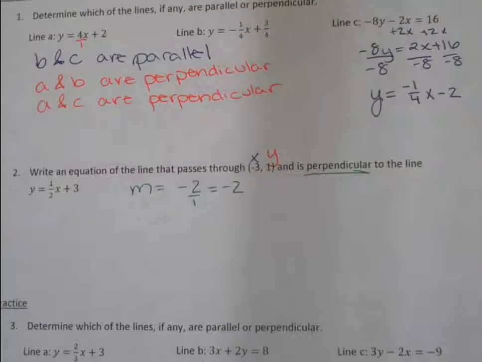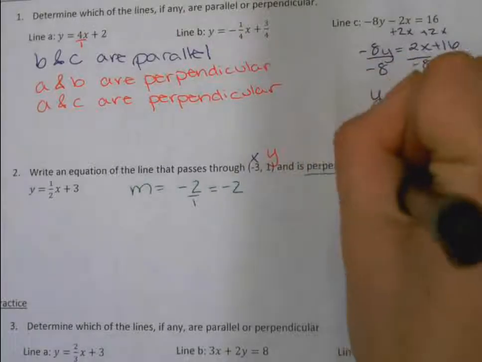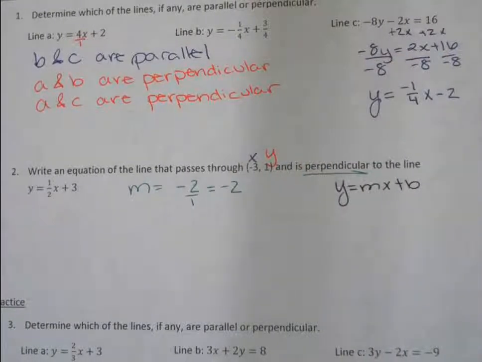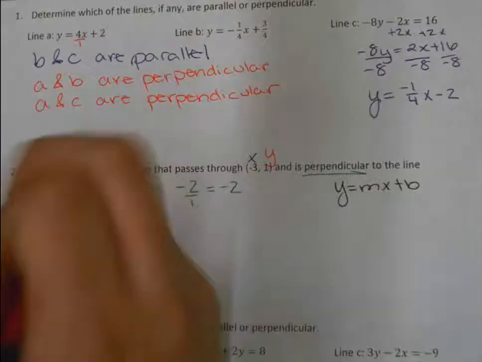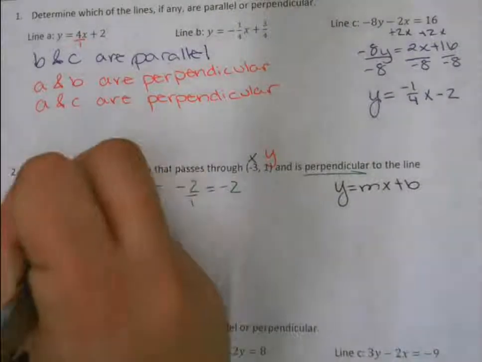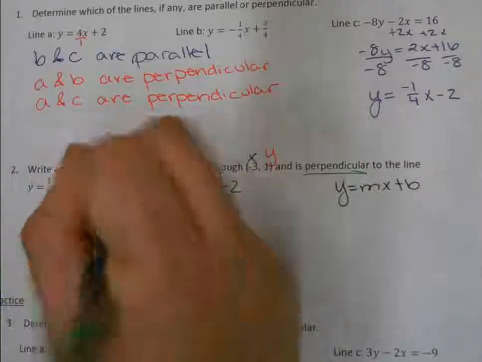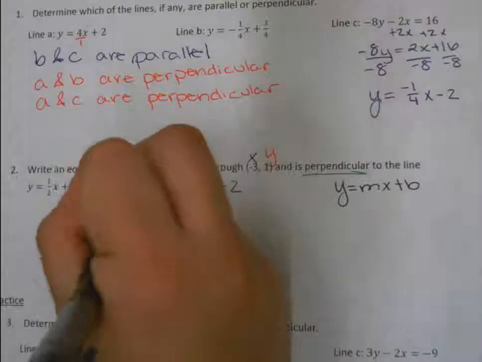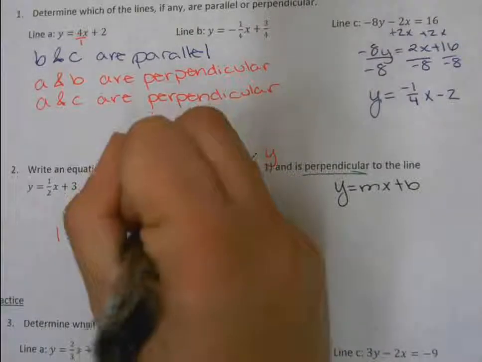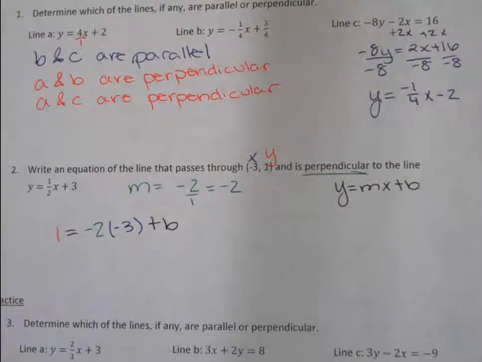And then I want to plug it into the y equals mx plus b equation we were using yesterday. So I'm going to have 1 equals, my slope is -2, times -3 plus b. So -2 times -3 is 6.